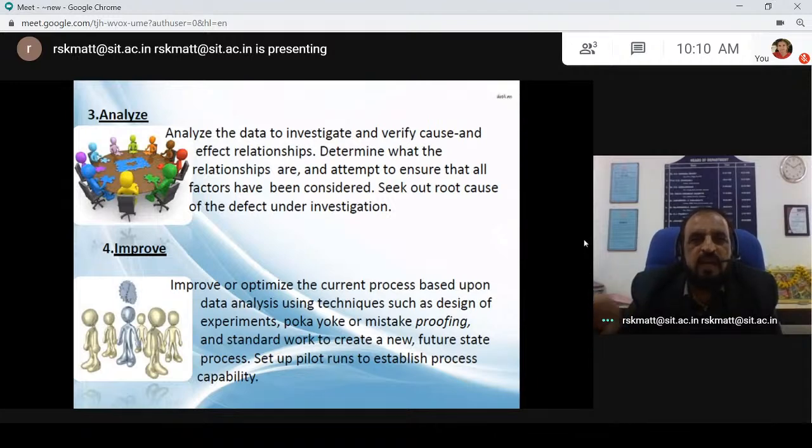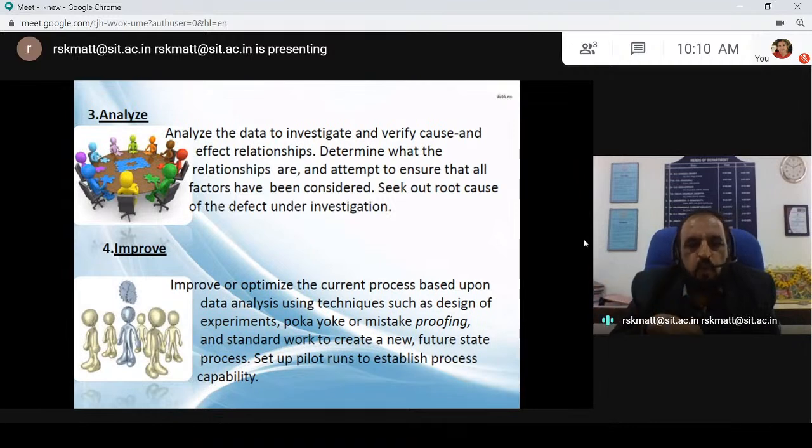Invite everybody and analyze the data, investigate and verify what the causes are, what the problems and issues are, why they are occurring, and what the effect on the relationship is. We need to identify all those things, determine what relationships are being established, and ensure that these factors have been considered. Seek out the root cause, what is making this defect occur. That is called the root cause of the defect under investigation.